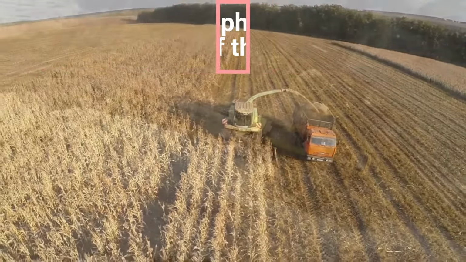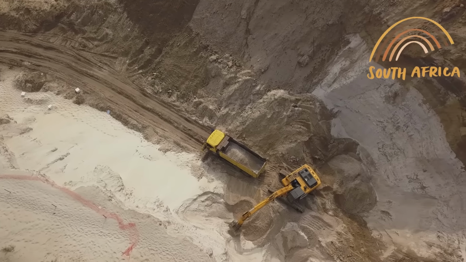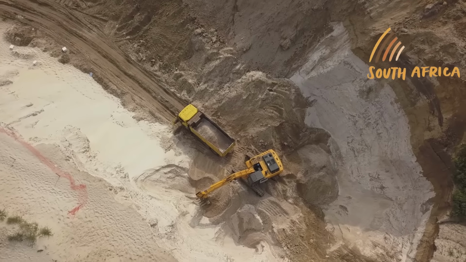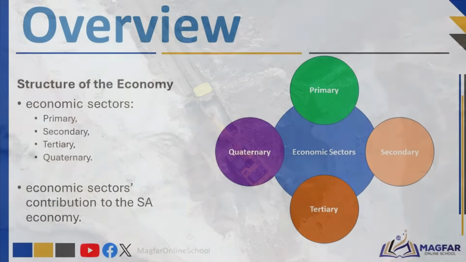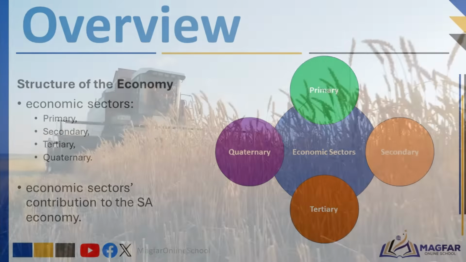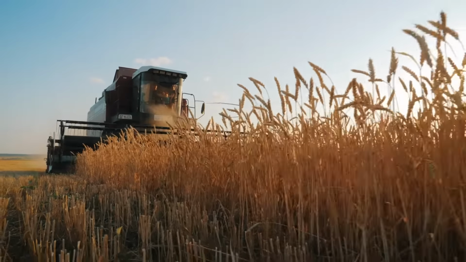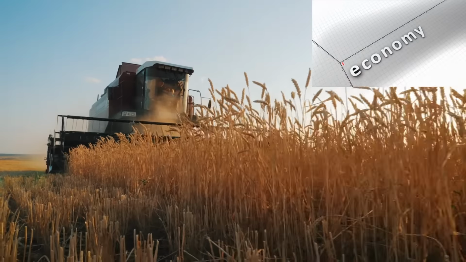Welcome to our exciting deep dive into the economic geography of South Africa. In this video, we'll be exploring the fascinating structure of the South African economy. We'll break down the economic sectors into primary, secondary, tertiary, and quaternary, and uncover how each contributes to the nation's economy in terms of value and employment. Get ready for an engaging journey through the intricacies of South Africa's economic landscape, where we'll uncover the key sectors driving growth, providing jobs, and shaping the future of this vibrant country.